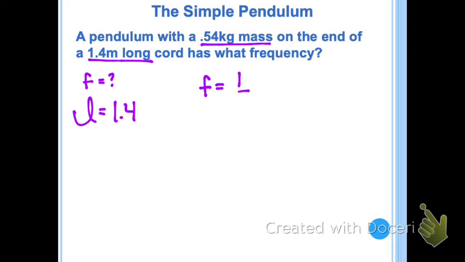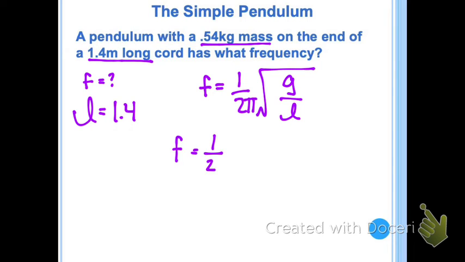Frequency equals 1 over 2 pi times the square root of G over L. So frequency equals 1 over 2 pi square root of, what's G? 9.8. You don't have to include the negative here. Okay. And my length is 1.4.